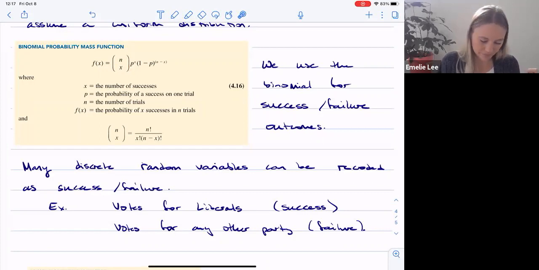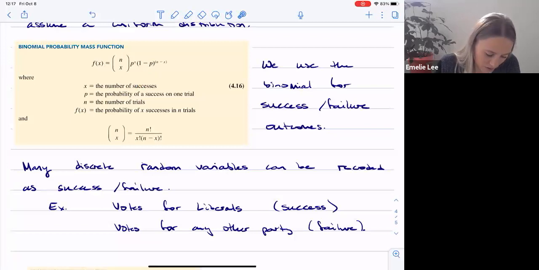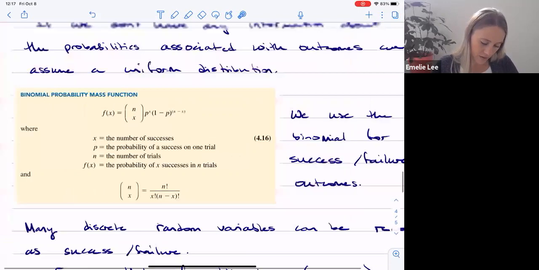I haven't tried it. Usually I just end up doing these by hand. The next thing that we know is P is the probability of a success on each trial. 1 minus P is the probability of failure. And then of course, P is to the power of X. So the probability of a success to the power of however many successes I'm interested in, the probability of failure to the power of however many failures I need, in N trials.